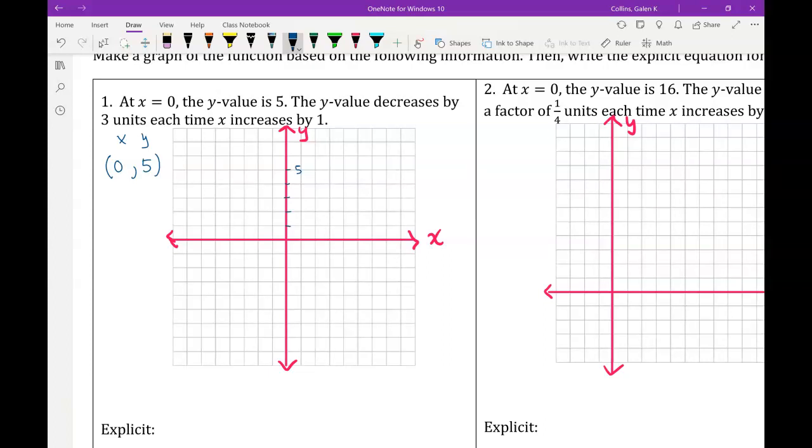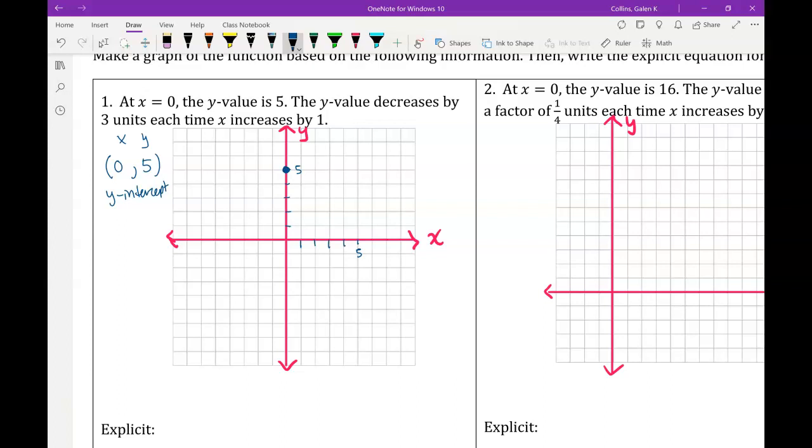And for this graph, I'm going to keep the scale the same on the x and y axis, meaning that my x-axis will also count by ones. And you can have a different scale on your x versus your y-axis, but along each axis, your scale must be consistent. All right, so I'm going to plot my point at (0, 5). And remember, that is our y-intercept.